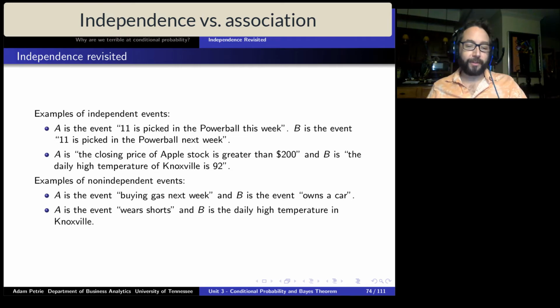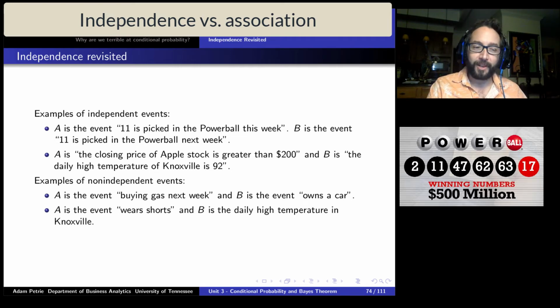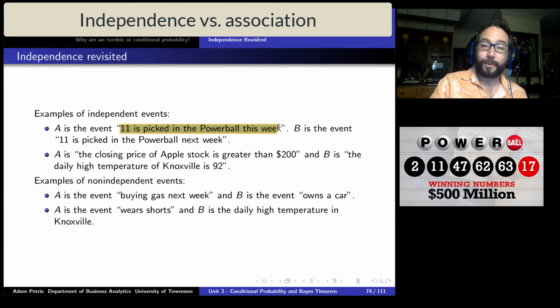So some examples of independent events, well, Powerball numbers. Unfortunately, if you go through the entire past history of Powerball numbers, it looks like the numbers that are drawn from week to week to week are independent. So if you were going to look at event A being 11 is picked in the Powerball this week, and B being the event 11 is picked in the Powerball next week, well, those two events are independent of one another. If 11 is picked this week, that really has no bearing whatsoever on the probability that 11 will be picked next week.